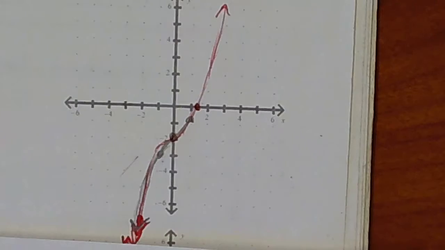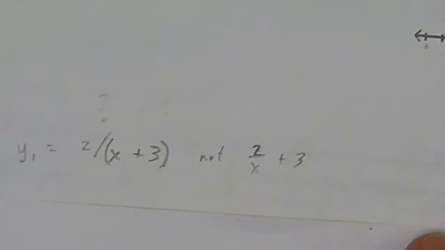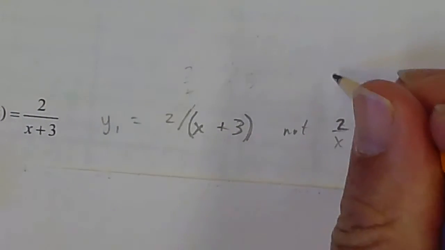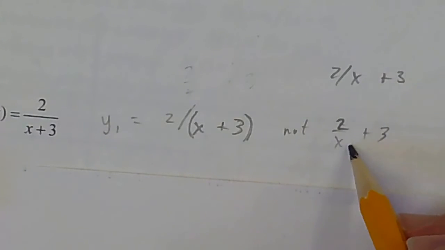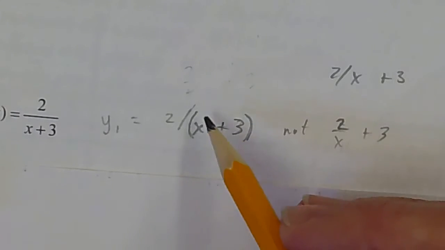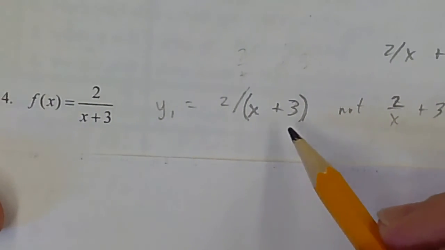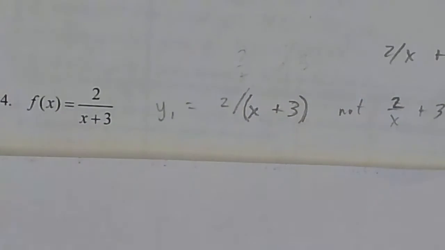Just be careful on 4. When you punch this in your calculator, do not do this. Don't just put 2 divide x plus 3 like that without parentheses. Otherwise, it's going to treat it like this. If you want the plus 3 in the denominator, you have to use parentheses like this. Okay, so to get the right graph, punch it in the right way. And see if you can figure out the name of this one too. The parent function, that is.